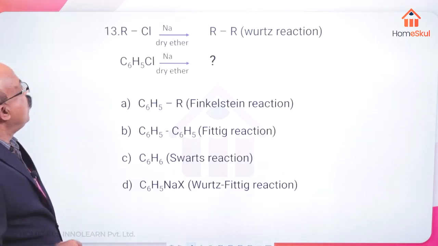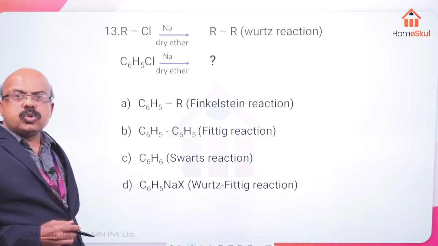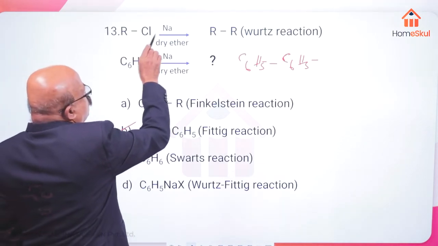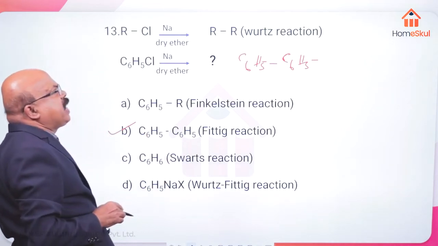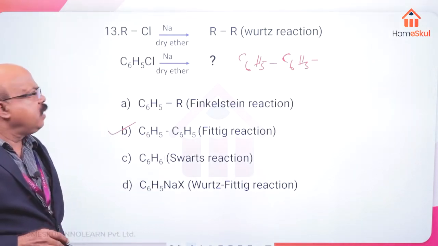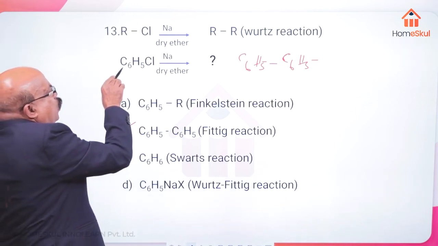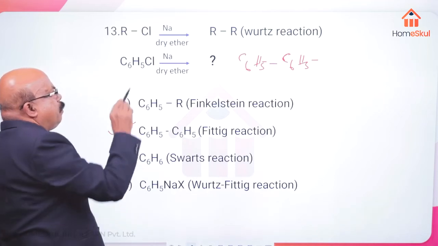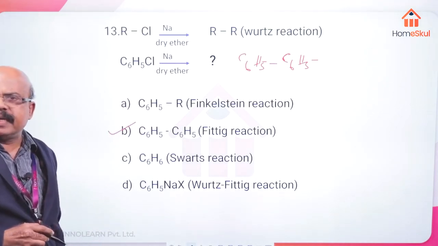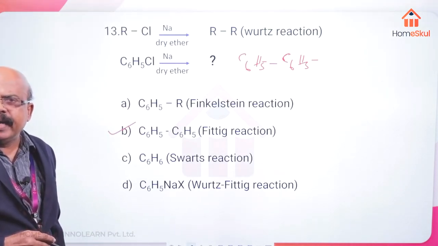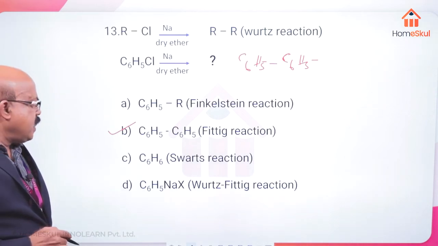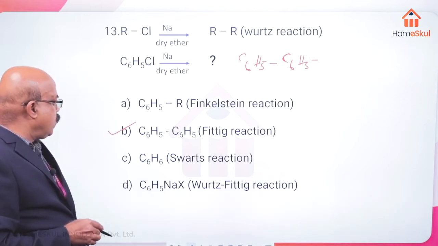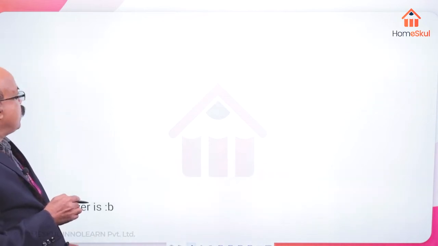Okay. Next one, we can go through some analogy type questions. Alkyl chloride with sodium and dry ether gives alkane. What reaction is that? Here, chlorobenzene on treatment with sodium and dry ether gives biphenyl, C6H5-C6H5. That reaction is the Fittig reaction. So the answer of this question is option B.